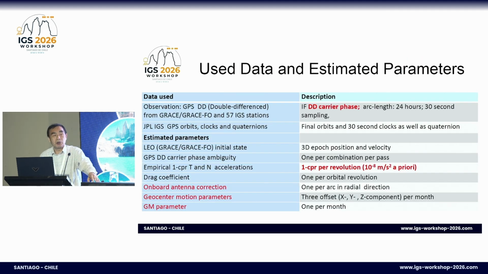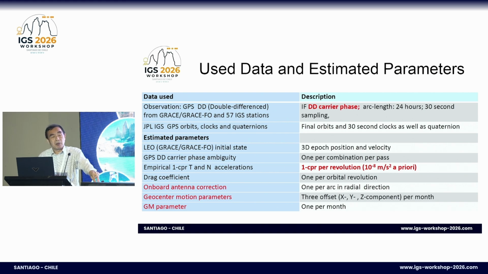This table shows you the used data and estimated parameters. For this study, we use so-called double difference carrier phases. This means we need 2 receivers: one on the ground, one on the LEO. For the GNSS satellites, we fix the orbit and clock products from IGS.